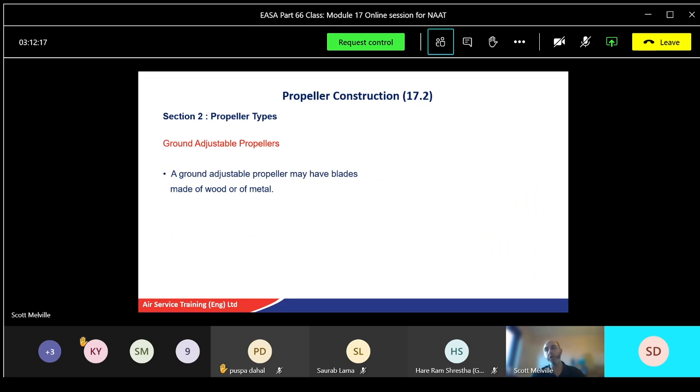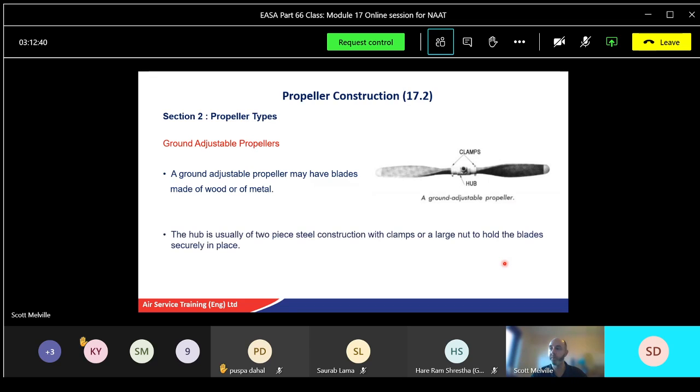Now, the ground adjustable ones, they might have blades made of wood or metal, or a combination. Basically clamps. So there's a nice little twin one. Two propellers. You've got a clamp on that side, a clamp on the other side, and most of the time they'll be interconnected. So if you slacken off the clamps and move one propeller blade, the other one should move as well. I think the old type is individual, which could lead to problems. So the hub is usually a two-piece steel construction with clamps or a large nut to hold the blades securely in position.